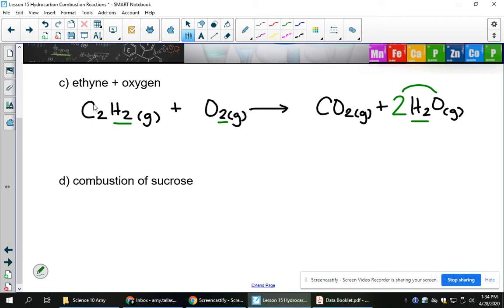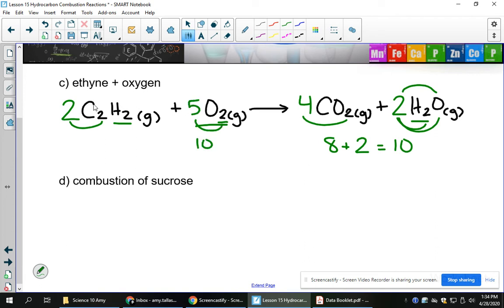So if I double the hydrogens, I need to do the same here so that I have 4 hydrogens on each side. By doing that, I've also doubled these 2 carbons. So I've got 2 times 2, which is 4. And now I can do the oxygens at the very last step. I see 4 times 2 and 2 times 1, 10 oxygens on the product side. So I need 10 oxygens on the reactant side. 5 times 2 is 10. This is now fully balanced.